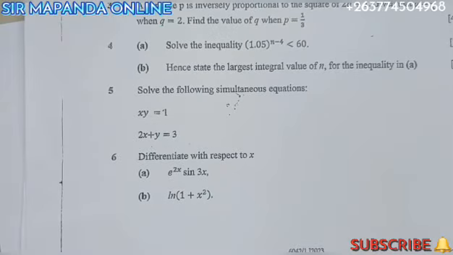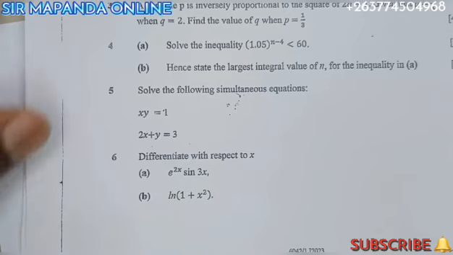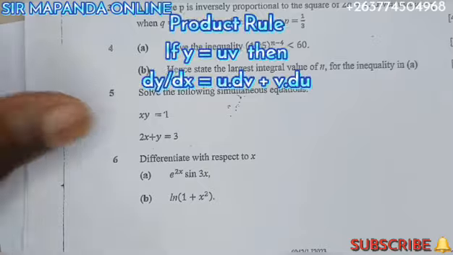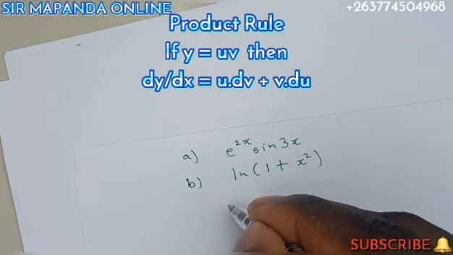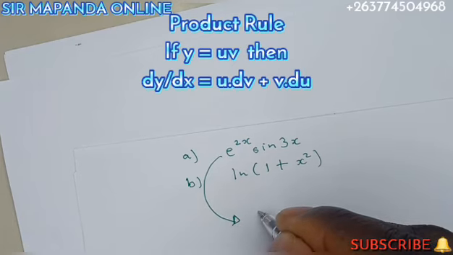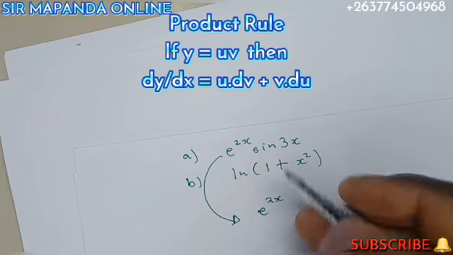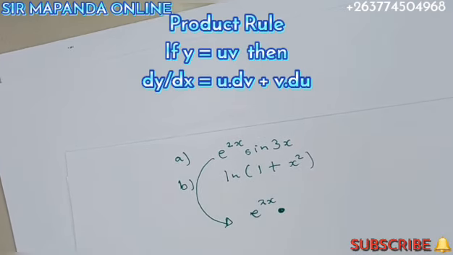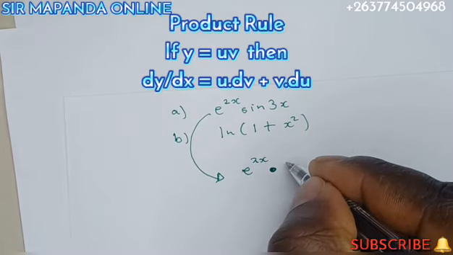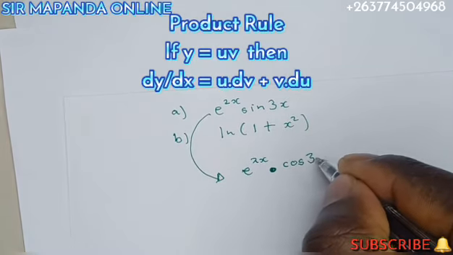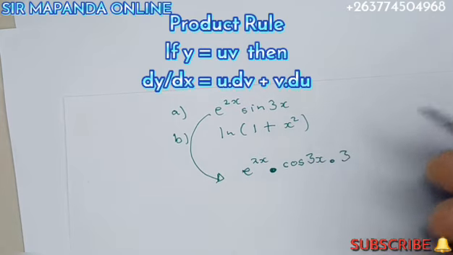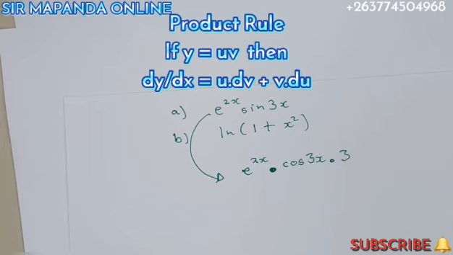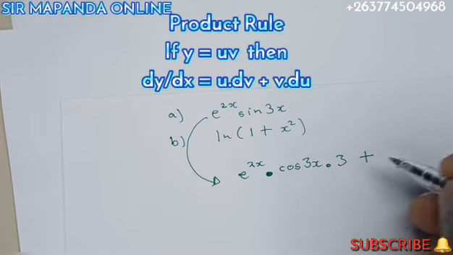Right, so question number 6, it reads, differentiate with respect to x. Right, so on the first question, e to the power of 2x sine 3x, we can apply a product rule. Right, so you are saying e to the power of 2x is going to, first of all, come as it is. Then you put dot product so that you differentiate sine 3x. So derivative of sine is positive cos. So you write positive cos 3x, but you then multiply with the derivative of 3x, which is 3. Then you put a positive sign in between.